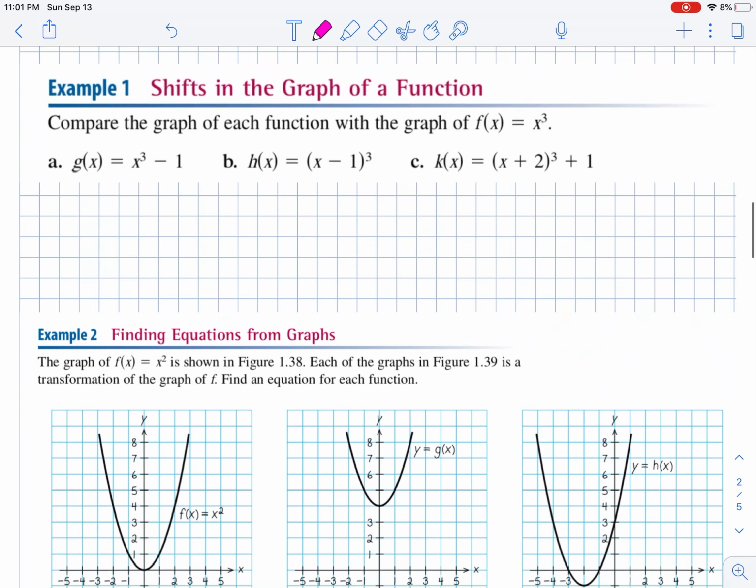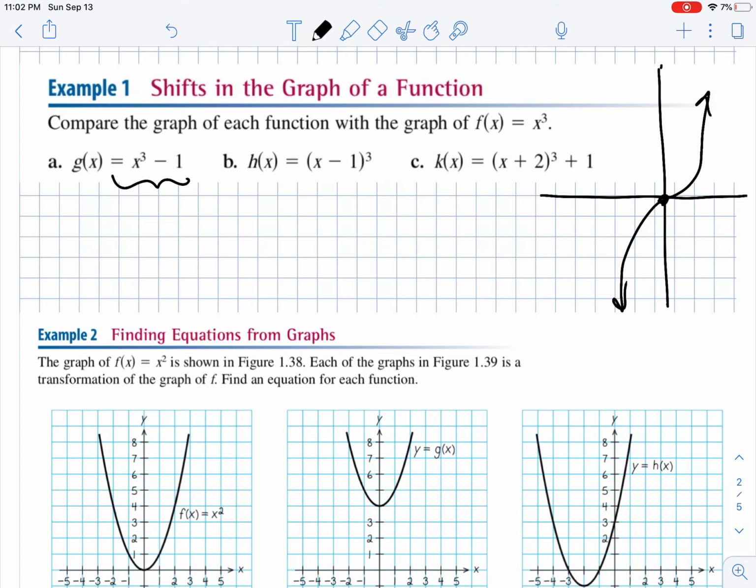Okay, moving on. Let's do an example. Compare the graph of each function with the graph of x cubed. So remember, x cubed looks like that parent function. Okay, I'm going to graph it right here where it looks like this. It goes through 0, 0. When x is 1, y is 1. When x is negative 1, y is negative 1, and so on.